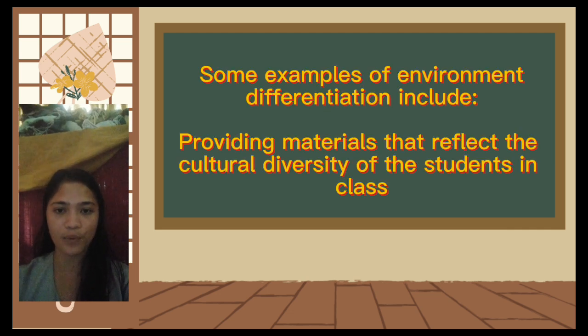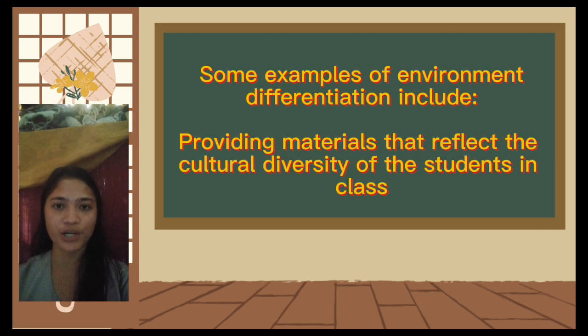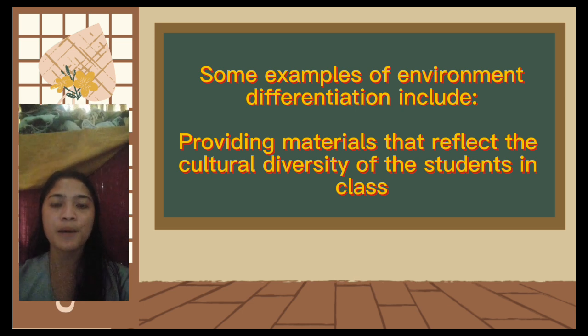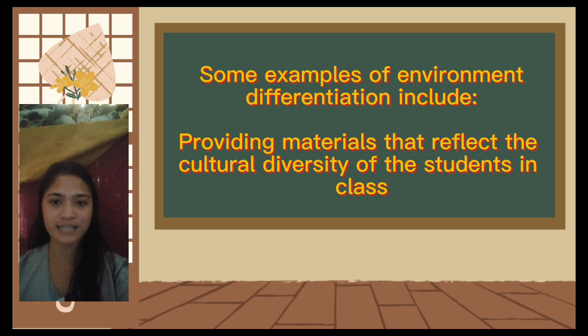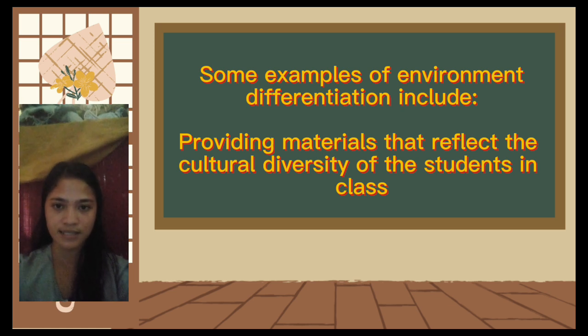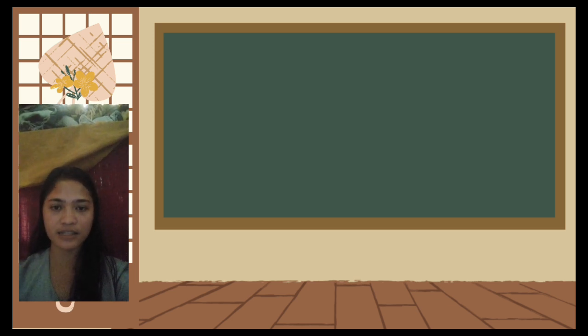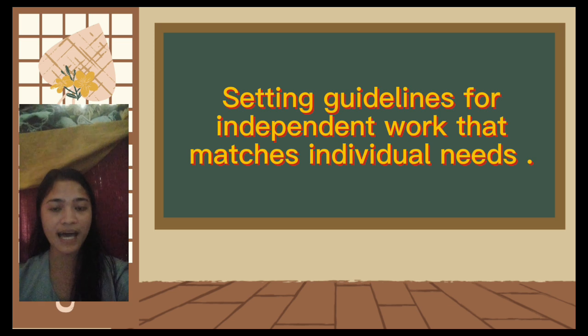These are examples of differentiating the learning environment at the elementary level: making sure there are places in the room to work quietly and without distraction, as well as places that invite students' collaboration, providing materials that reflect a variety of cultures and home settings, and setting out clear guidelines for independent work that matches individual needs.